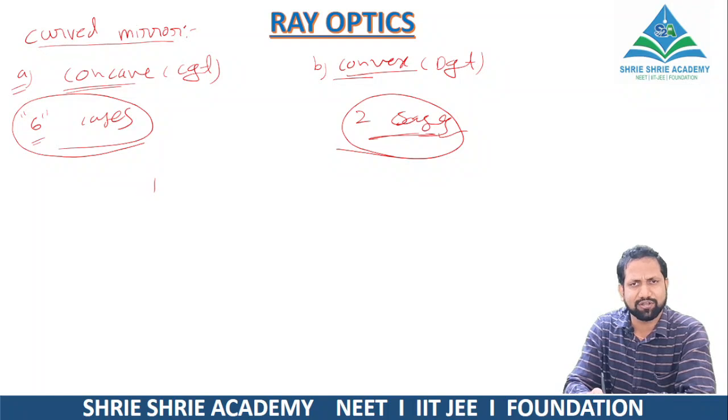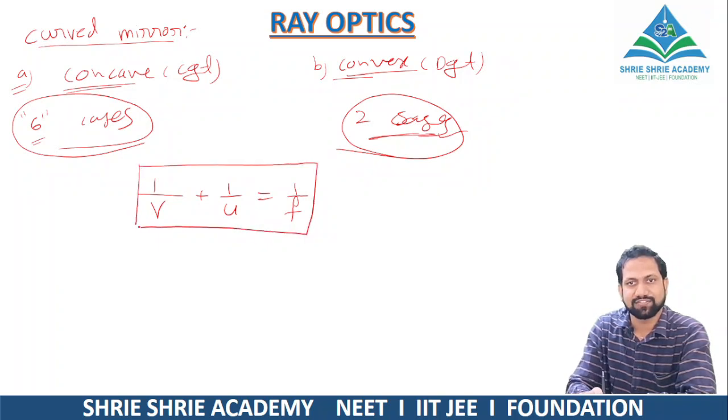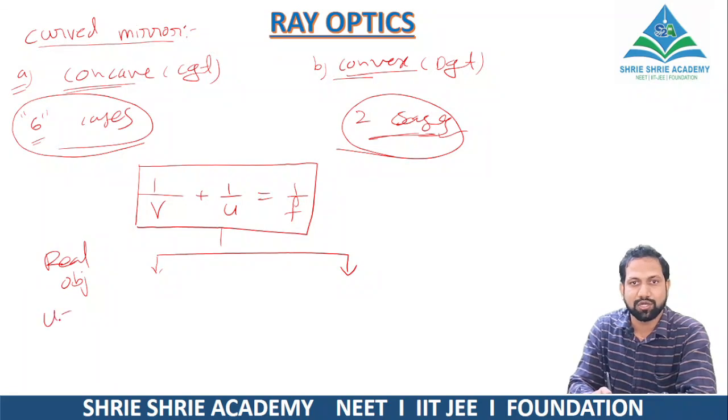It's very simple, I have given it already. The mirror formula is common for both the mirrors. But if I classify this formula for both, there will be some minor changes. And for a real object, remember, u is always negative.